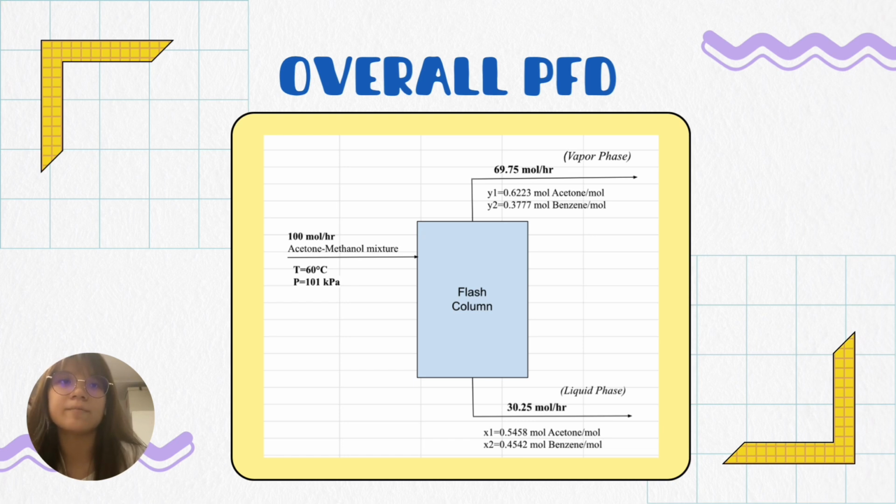0.4542 mol methanol. As we can see, both streams are rich in acetone, because the boiling points and vapor pressures of these two substances are very close, so it reduces the effectiveness of separating these two substances.